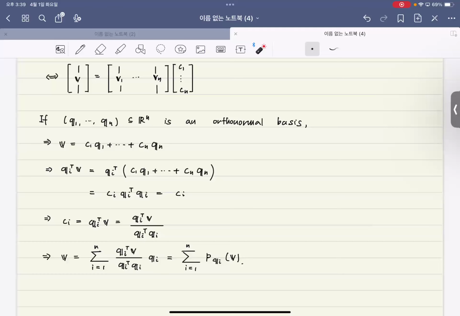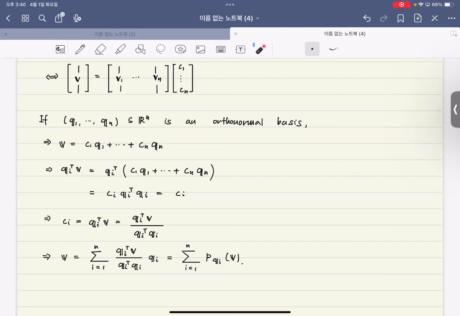In general, this is not true. So suppose that you have a random vector V, and you have some other basis vectors. And what if you project your vector V onto each of these basis vectors? Then once you project your vector V onto each of the basis vectors, and if you take the summation again, then usually that summation is maybe different from your original vector V.